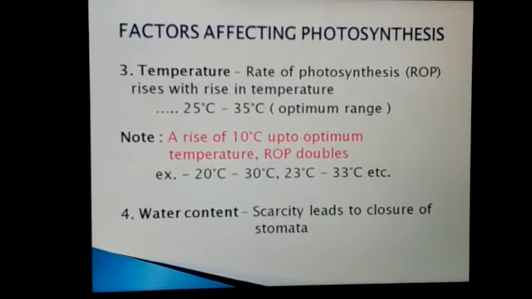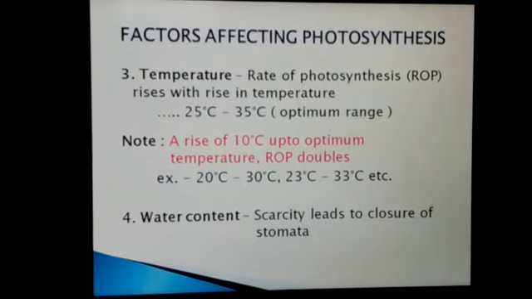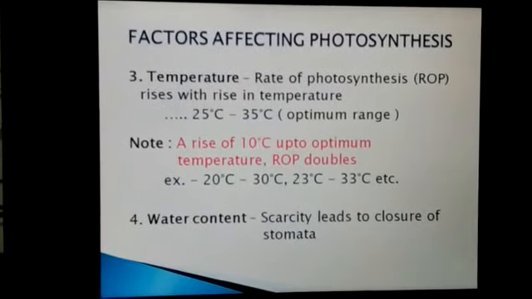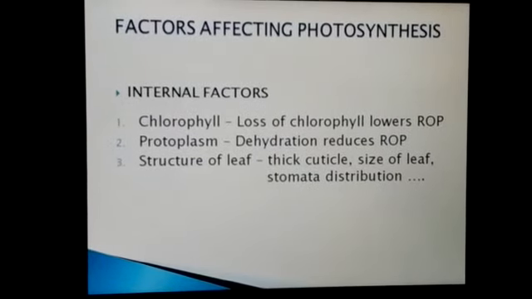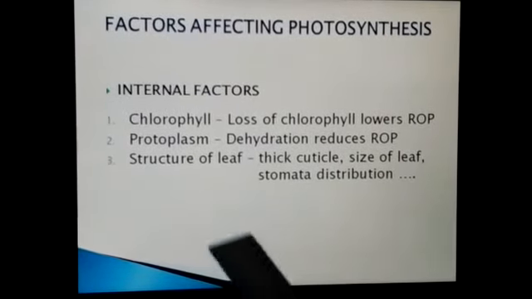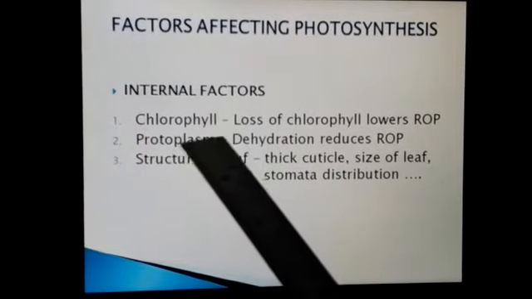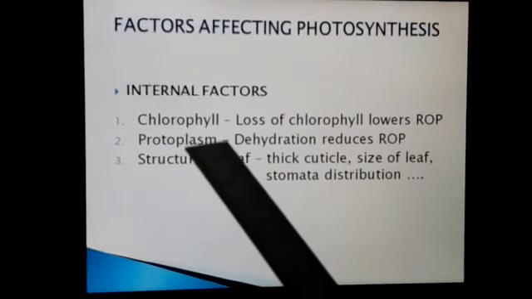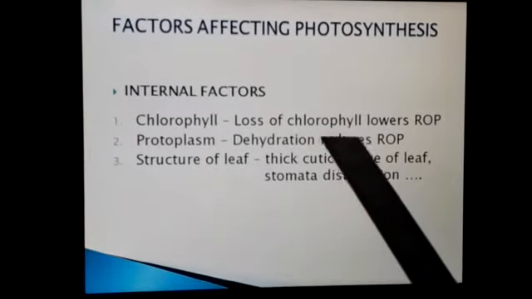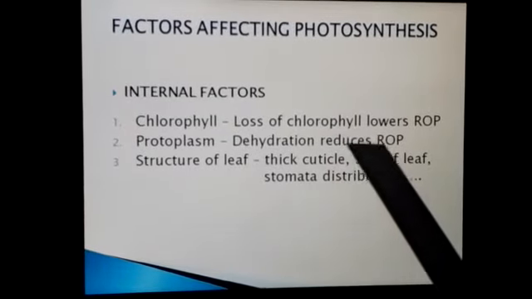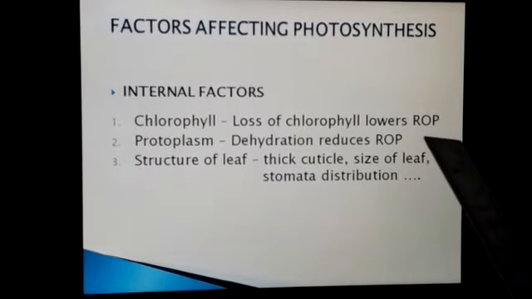So, water content maintains the opening and closing of stomata. We come to the internal factors now. Chlorophyll. Since we know chlorophyll absorbs light and that initiates the process of photosynthesis. So if there is a loss of chlorophyll because of some nutrient deficiency, that lowers the rate of photosynthesis.